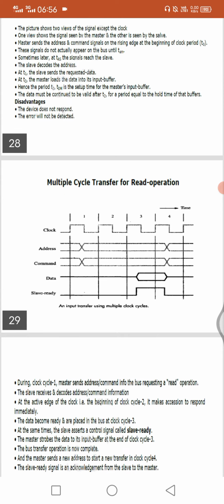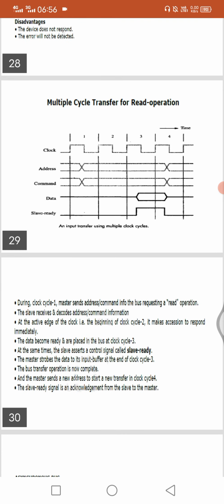So this is the clock diagram. During clock cycle c1 the master sends address or command information on the bus requesting a read operation. The slave receives and decodes the address command information. So whatever we just discussed is represented with the help of a timing diagram, which gives a better representation.